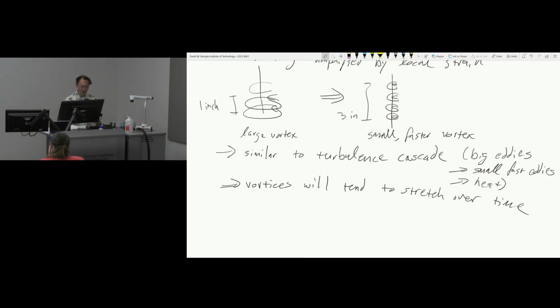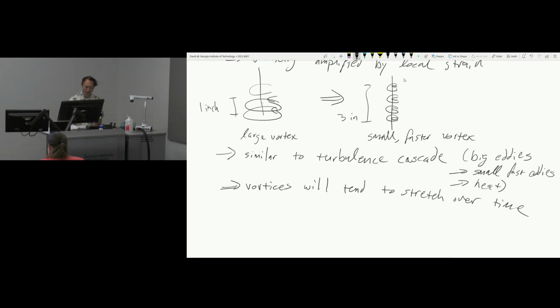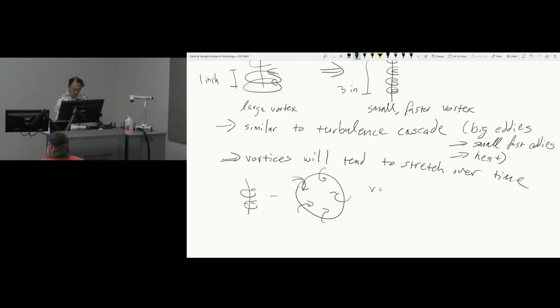That's suppressed if you have something called a vortex ring. Vortices like to stretch, but if you're already in a ring, the whole thing is connected in a circle. So it wants to stretch, but it can't. This is an example of why they're stable. A vortex ring is stable because it resists stretching.